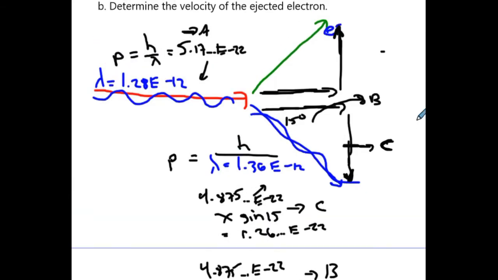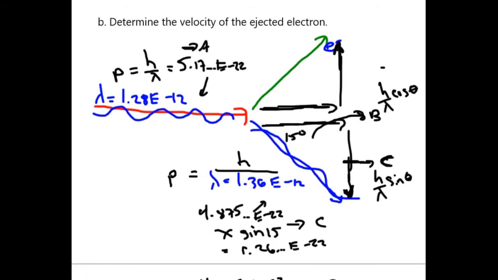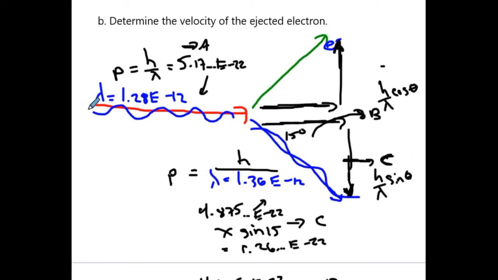So B was basically h over wavelength cos theta, and C is h over wavelength sine theta. Okay, so I have those saved now. The next thing I'd like to do is keep in mind my vector sums. A is how much it's coming in with. C and B are right here. I can now calculate what, say, D and E are going to need to be.